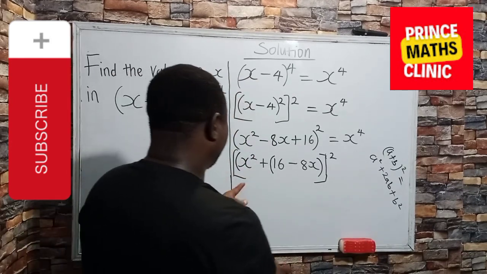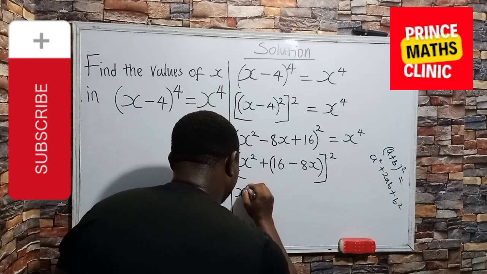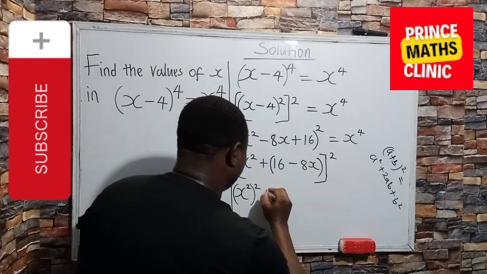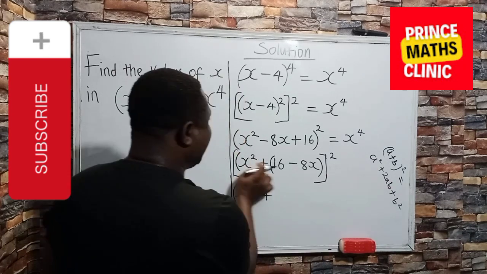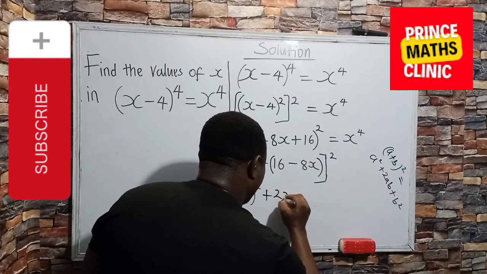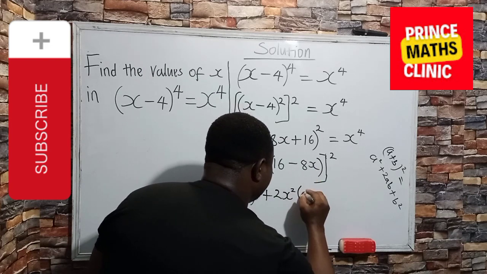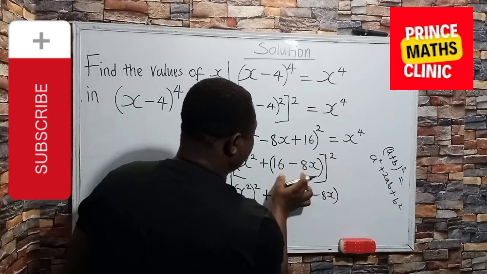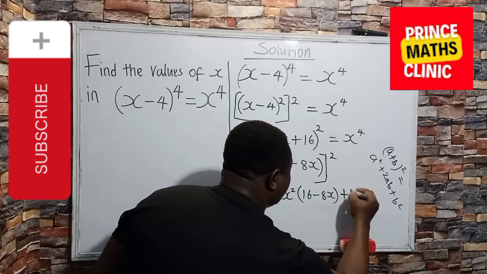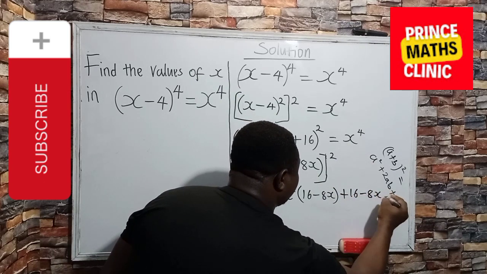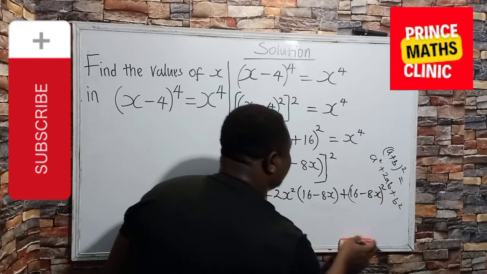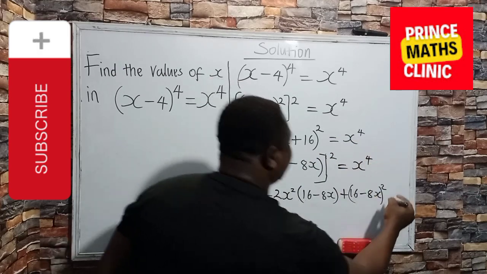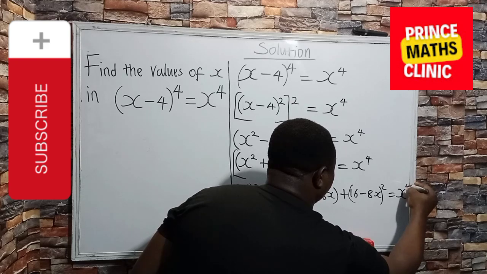Therefore, this will now give me x squared, then you square this, plus 2ab. This is my a, this is my b, so this will be 2x squared, then my b is this, 16 minus 8x. Then plus b squared, this is my b, plus (16 minus 8x). Remember, this is squared as well. Everything equals x to the power of 4.